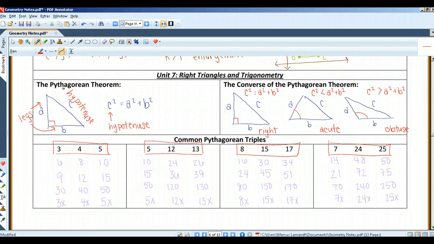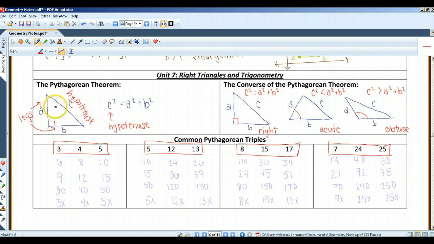One of the most famous theorems in mathematics is the Pythagorean theorem, named for the ancient Greek mathematician Pythagoras around 500 BC. This theorem can be used to find information about the lengths of the sides of a right triangle.